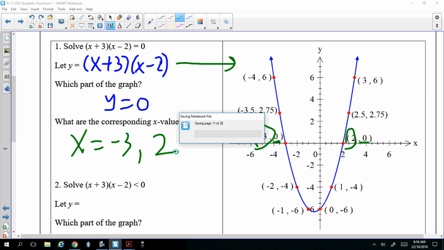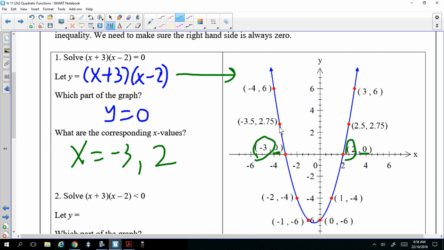Does that make sense? Now, of course, this is a hard way to solve this problem, but we can actually generalize this to an inequality. When we solve the equation, it's really finding the x-intercept, because that corresponds to the y value of 0, which is on the x-axis. So y equal to 0, which part of the graph? On the x-axis. Let me emphasize the word on.